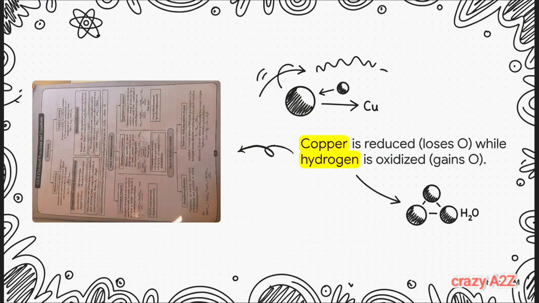Let's trace the oxygen in this reaction here. The copper oxide, it starts with an oxygen atom, right? But it gives it away, and it ends up as pure copper. Since it lost the oxygen, we say it was reduced. So where'd the oxygen go? Well, the hydrogen grabbed it, forming water. Since it gained the oxygen, it was oxidized. See, it's a perfect transfer. One gives, the other takes.